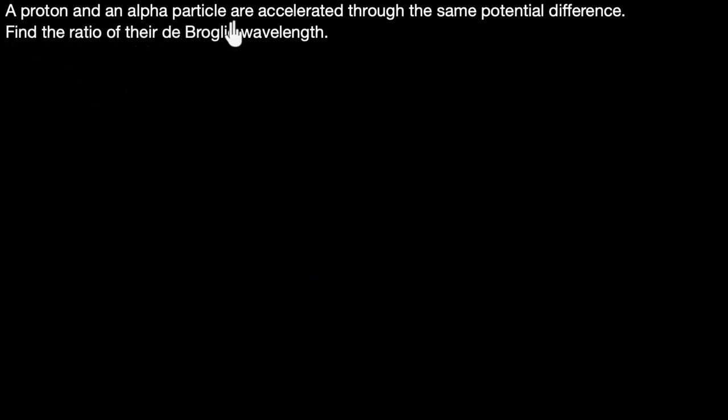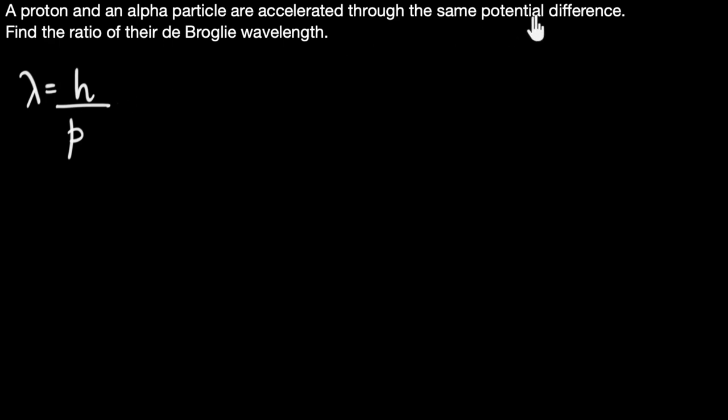A proton and an alpha particle are accelerated through the same potential difference. Find the ratio of their de Broglie wavelengths. Again, we can start with the basic equation. Lambda is equal to h divided by p, the momentum. And this time we are given a proton and an alpha particle, so we have to compare their wavelengths. But we're given that they're accelerated through the same potential difference.